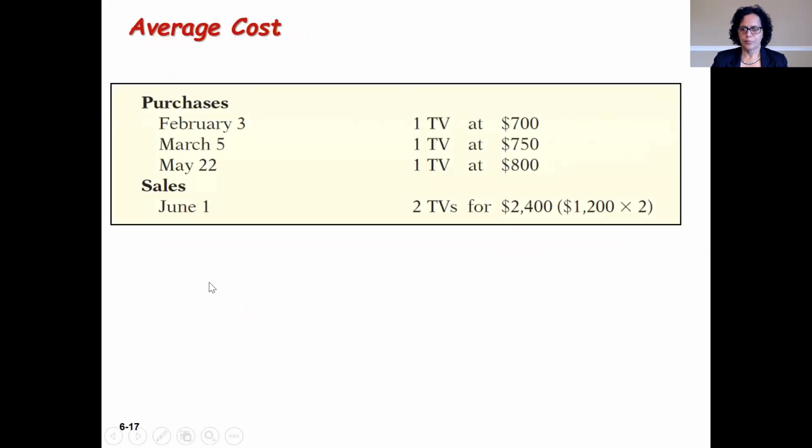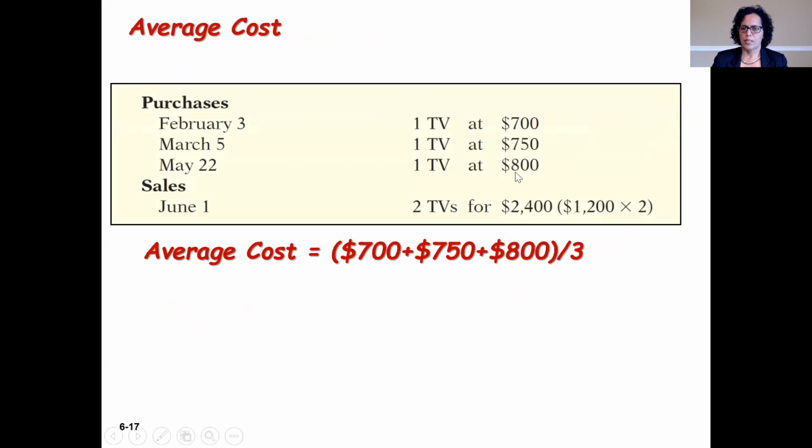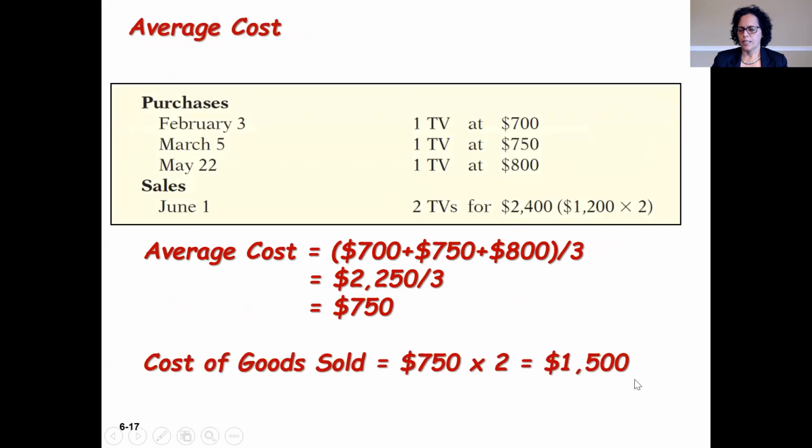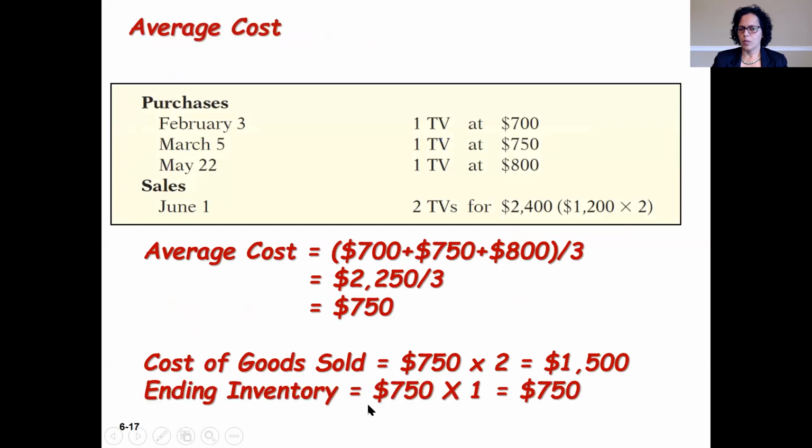Let's go back to our example. On June 1st, when I made the sale of 2 units, how many units did I have on hand? I had 3 units, 1, 2, 3, I had 3 units. What was the total I paid for them? I add up these 3 numbers and I divide by 3, and that'll tell me what the average cost of my inventory is. So the average cost is 700 plus 750 plus 800 divided by 3. That's 2250 divided by 3, and that works out to 750. So cost of goods sold, I sold 2 units. 2 at 750 is 1500. I have 1 remaining with me. 1 at 750 is 750.